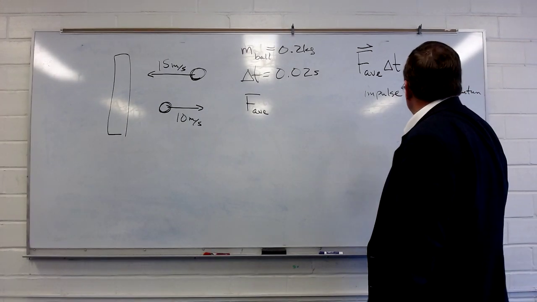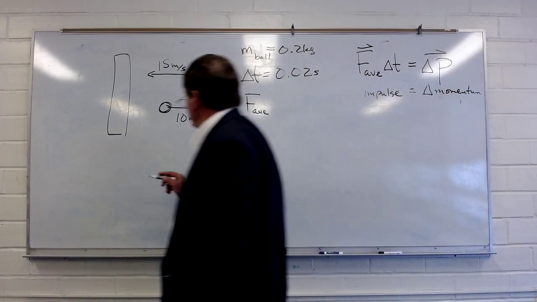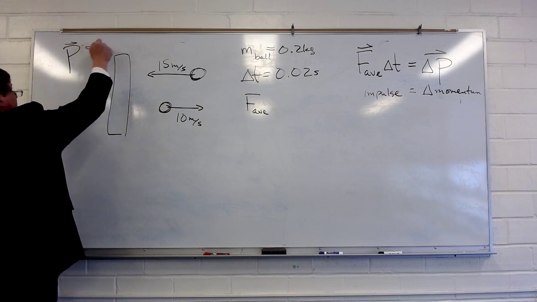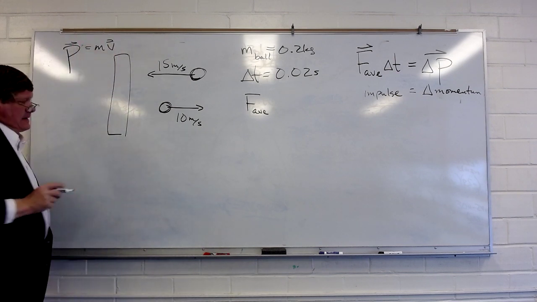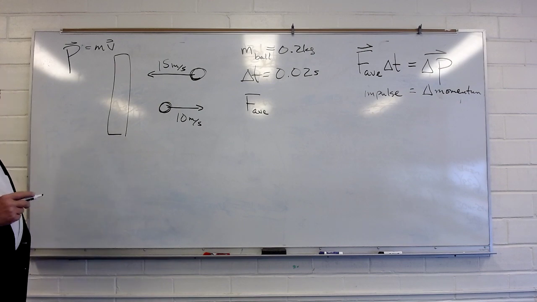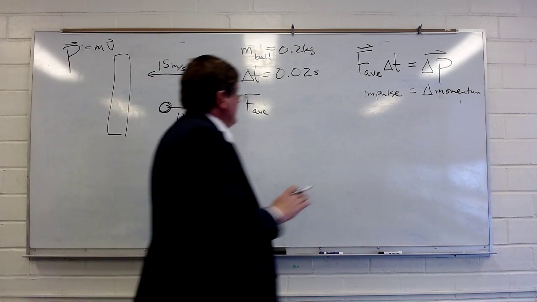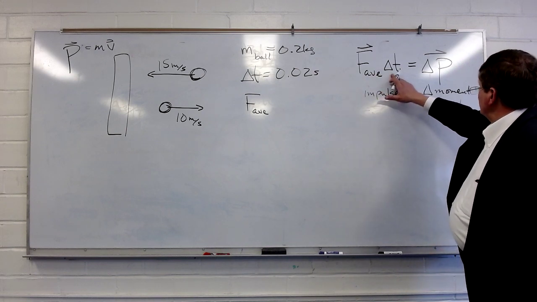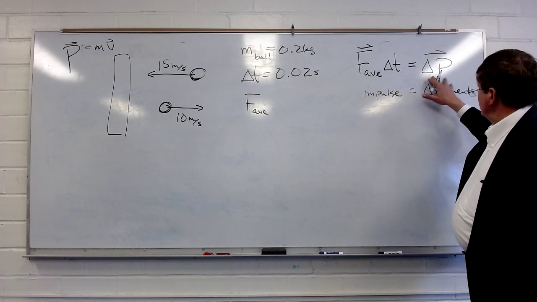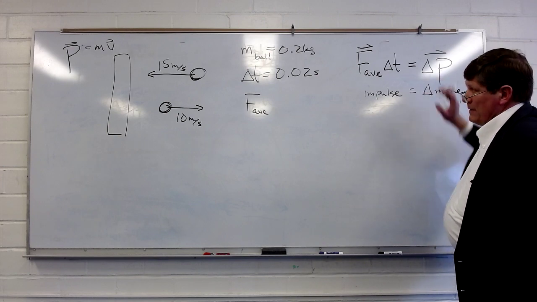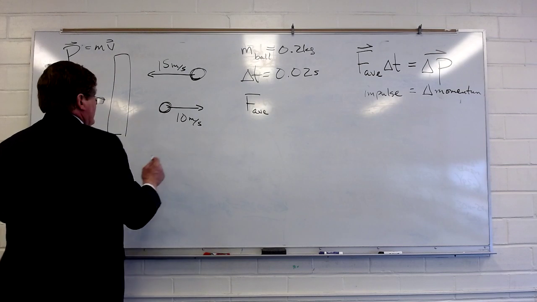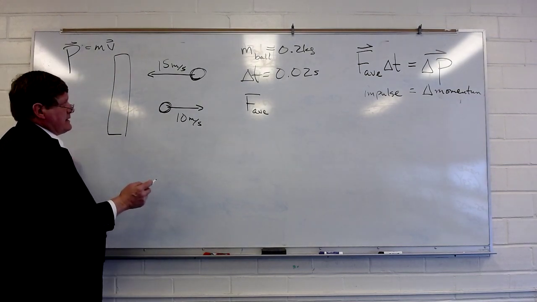Now, remember, momentum is defined as the mass times the velocity. It's a vector quantity. And so if I want to find the average force, and I know what the time is, I better be finding the change in momentum. Well, whenever I want to find the change between two vectors, I put them tail to tail.